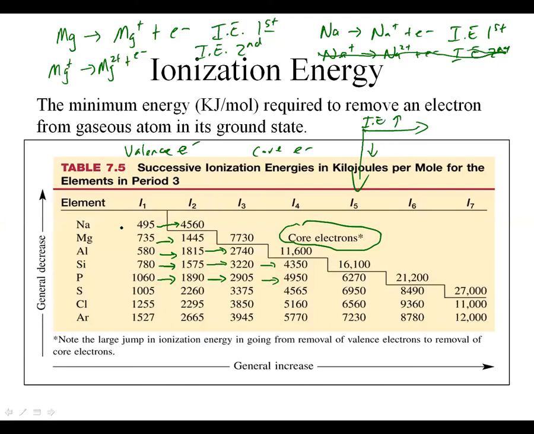This should be going left to right on the periodic table. And when we go that way, we do see an increase in the ionization energy as you go left to right on the periodic table.